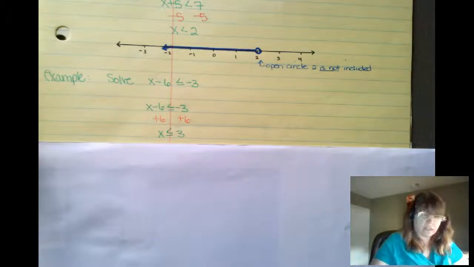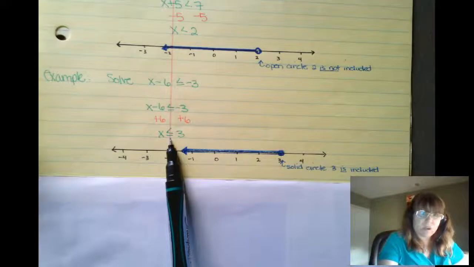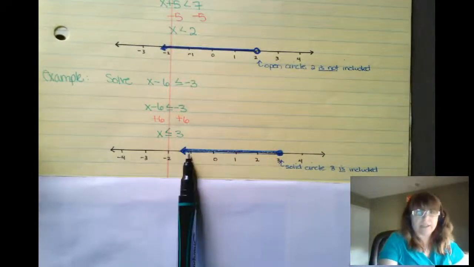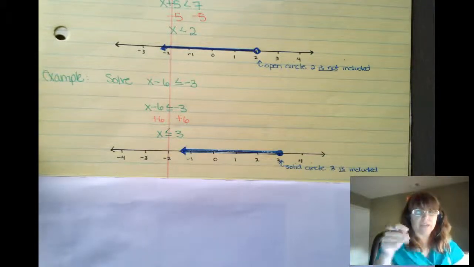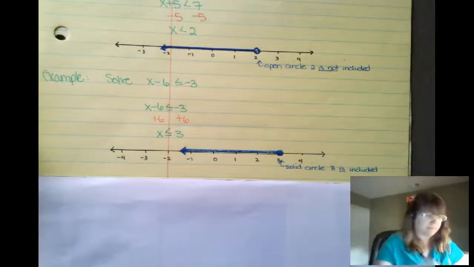Now again, what does that look like on a number line? First, it does have equality. It's less than or equal to. So I'm going to make a solid circle on 3 and then draw a line to the left because it is less than. So if you go to the left, you say less than, to the right is more than.